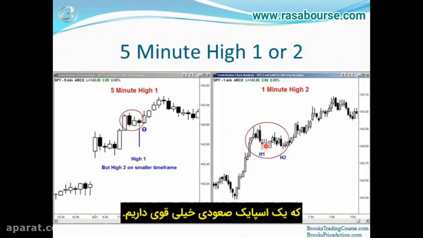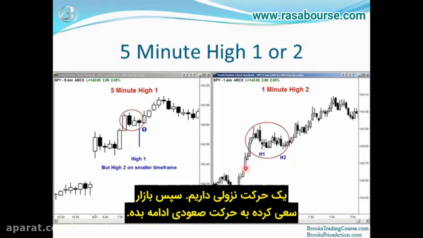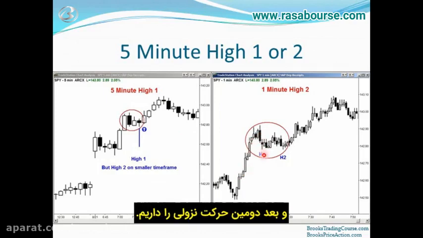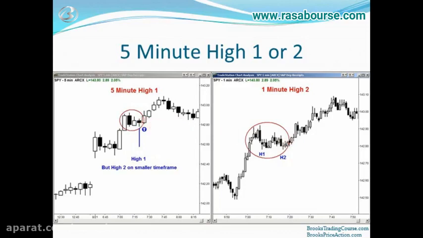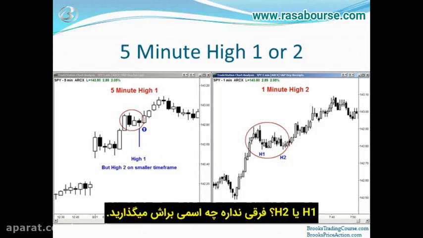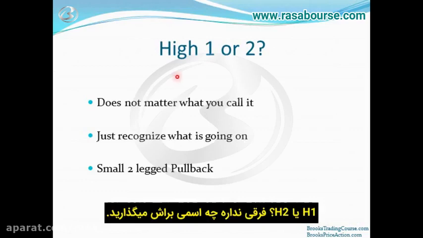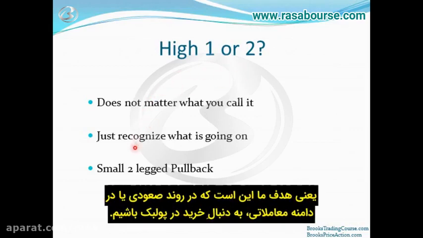It's a very strong bull spike. 1 push down, tried to resume, 2nd push down, double bottom, high 2 buy setup. I would not bother looking at the 1-minute chart. You can infer it based on the 5-minute chart. High 1 or high 2, it doesn't matter what you call it. You just have to understand what's going on. You're looking for small pullbacks to buy in a bull trend or in a trading range.